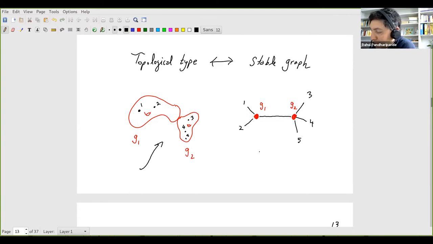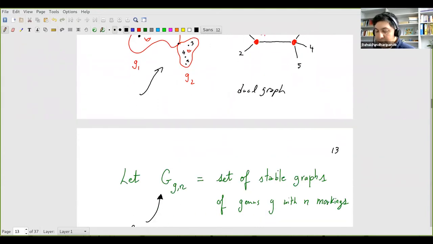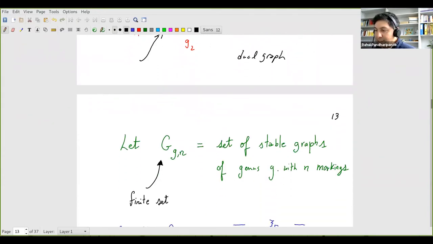It's just given by this graphical data here, where I make the marked points legs in the graph, I make the nodes edges, and I keep track of the components just by vertices with their genus labels. What I get here is a stable graph, and if I fix the genus and n, there are only finitely many stable graphs, only finitely many topological types. Probably everyone has seen this before, and sometimes it's called the dual graph.